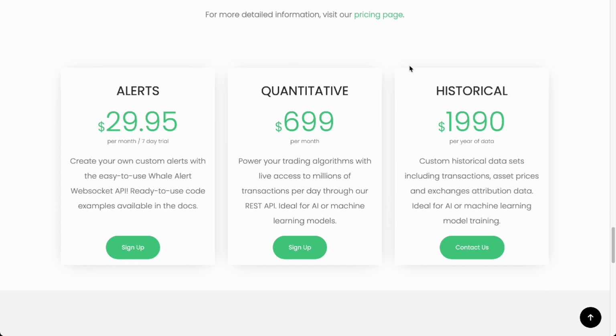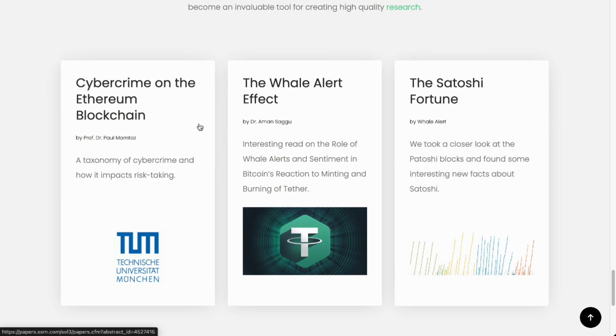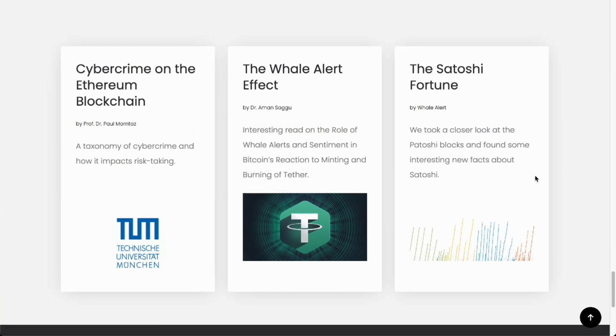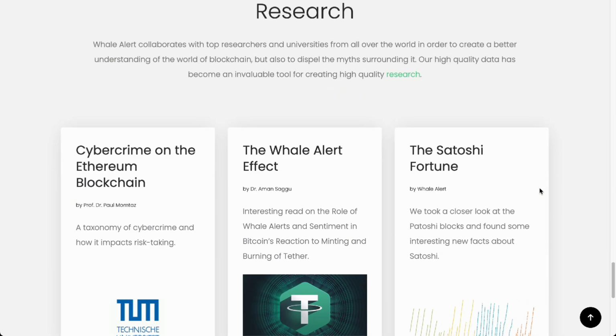Of course, this is a paid service. It's not free. So you have alerts, quantitative and historical right here. In alerts, you can create your own custom alerts. This is the best one I would go with, so you can create a personalized portfolio for tracking whales.